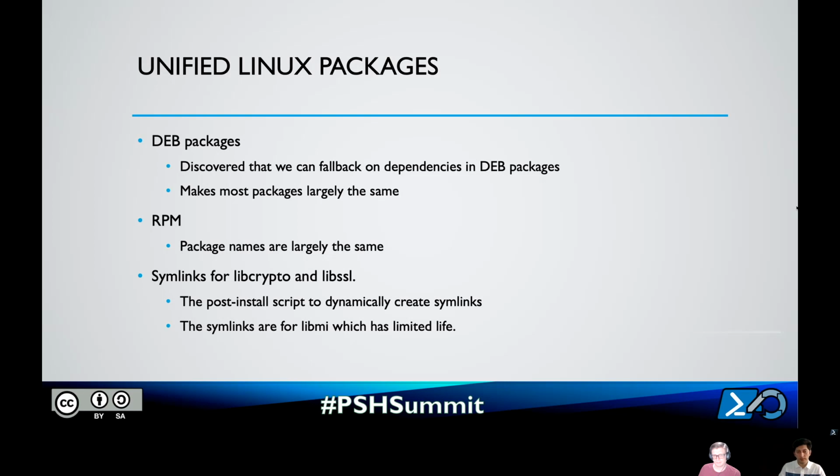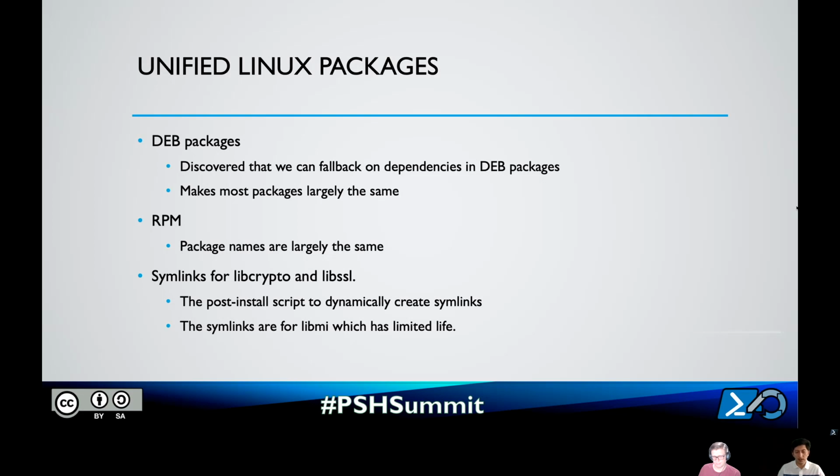Jumping over to another set of changes that we did recently: we used to have a lot of packages for Debian and RPM. For example, we had a separate package for Ubuntu 16, a separate package for Ubuntu 18, and a separate package for Ubuntu 20, and also separate packages for Debian 8, Debian 9, Debian 10, and so on. So we discovered that we can use the technique for falling back dependencies while creating the deb packages for something like libicu. Using that, we can create a single package, which is mostly the same and can be installed on all the platforms that we support.